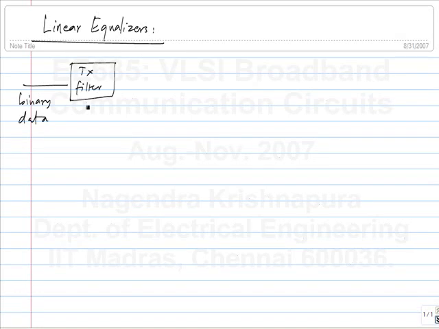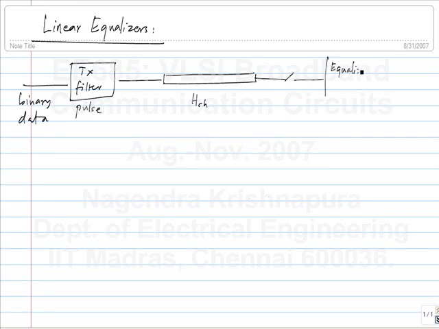So this transmit filter is the one which determines the shape of the transmit pulse, and this goes through a channel. The output of the channel is sampled, and this is fed to a discrete time filter. This is the kind of system that we have assumed so far, or an equalizer, and this is fed to the decision block.